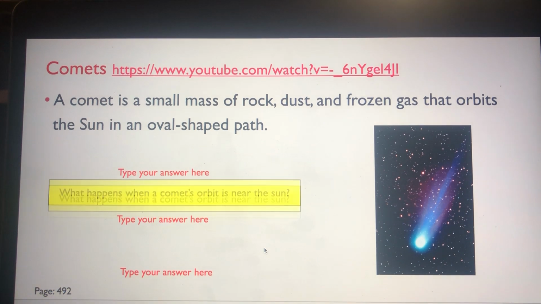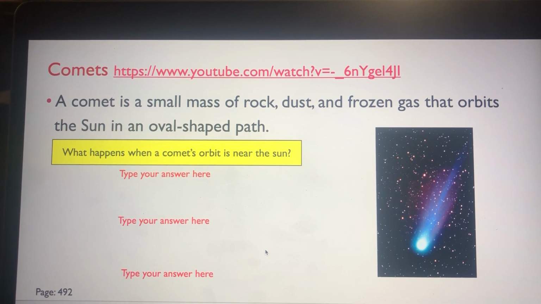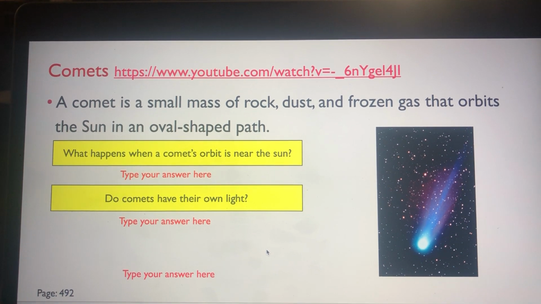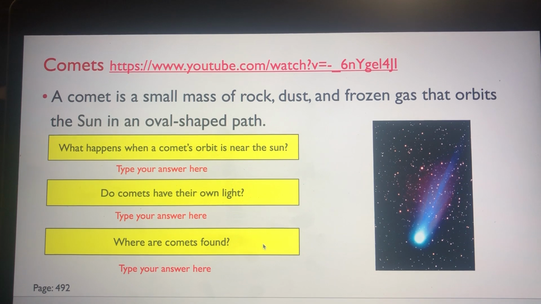Now, based on the information, what happens when a comet's orbit is near the sun? Do comets have their own light? And where are comets found? Please type your answers.